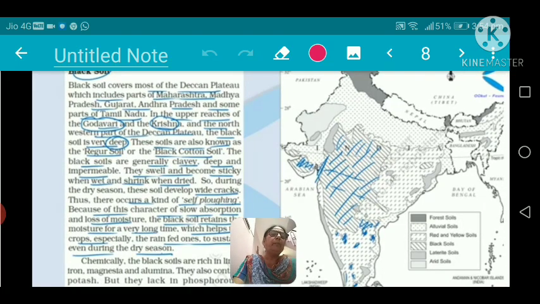It mostly covers the Deccan Plateau, which includes Maharashtra, Madhya Pradesh, Gujarat, Andhra Pradesh, and some part of Tamil Nadu also. And in the upper course, it reaches towards the Godavari and Krishna in the northwestern part of the Deccan Plateau. The soil is very deep. These soils are known as regur soil as well as black cotton soil.